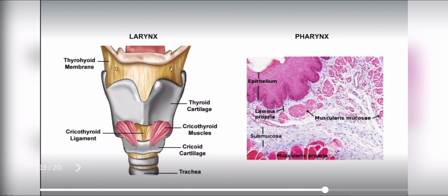Next is our pharynx. The pharynx consists of nasal, oral, and laryngeal parts. The nasal part of our pharynx is purely respiratory in function, but the oral and laryngeal parts are more intimately concerned with the alimentary system, and the wall of the pharynx is fibromuscular in nature.